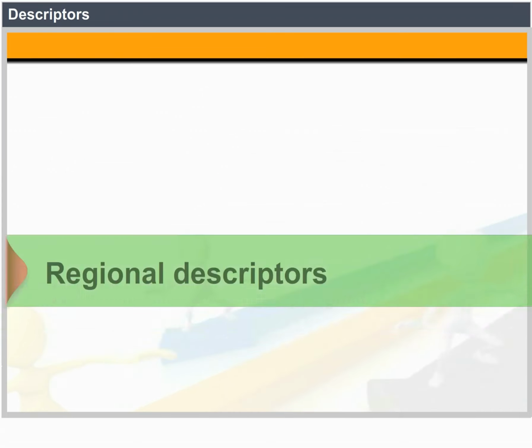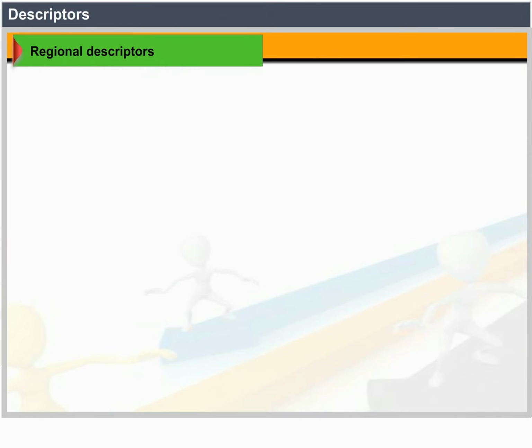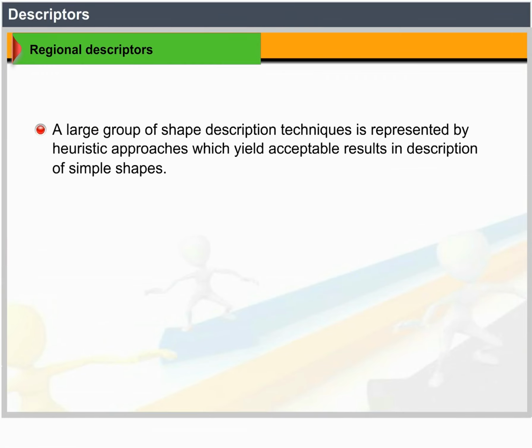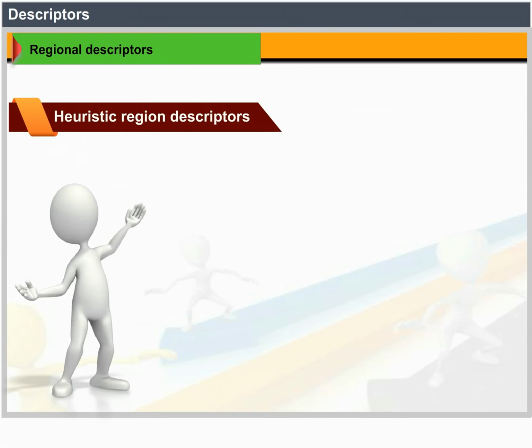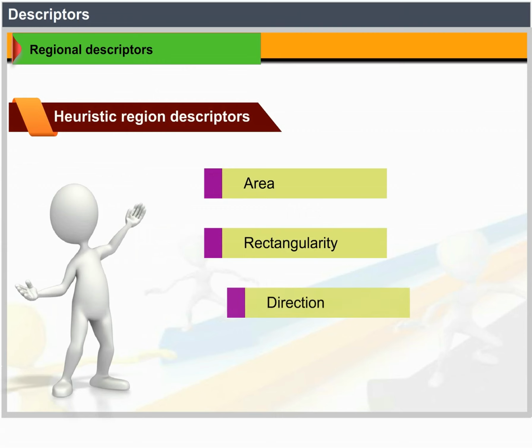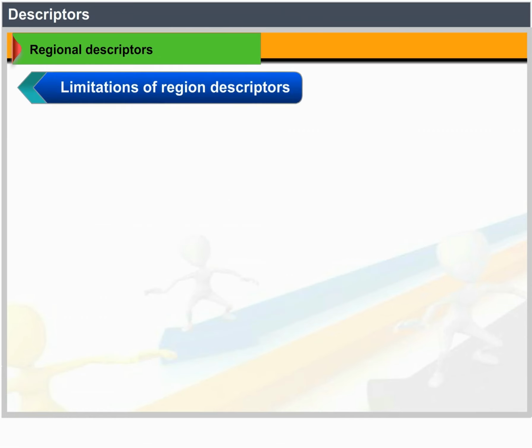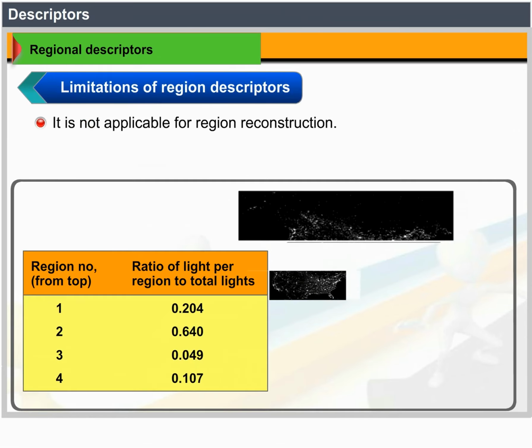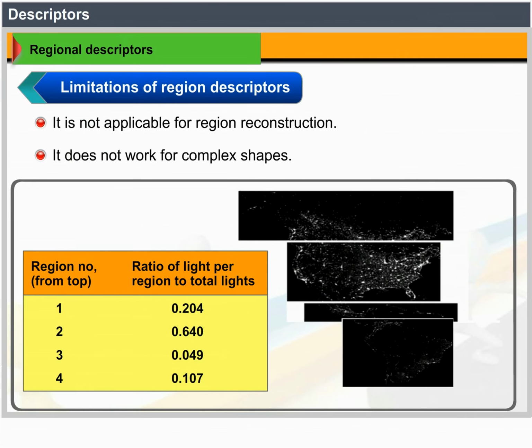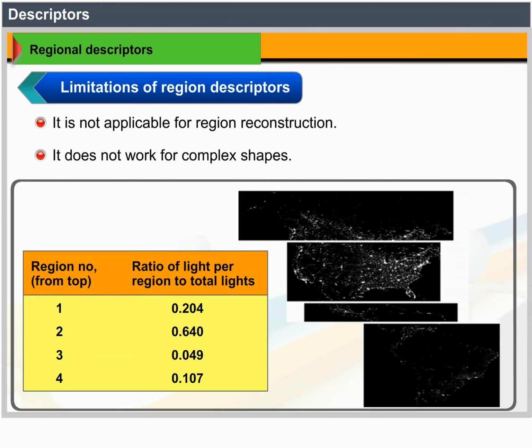Regional descriptors. A large group of shape description techniques is represented by heuristic approaches which yield acceptable results in description of simple shapes. Heuristic region descriptors are area, rectangularity, direction, compactness, etc. Drawback of region descriptors: they are not used for region construction. They do not work for complex shapes. The figure shows the infrared image of America at night.